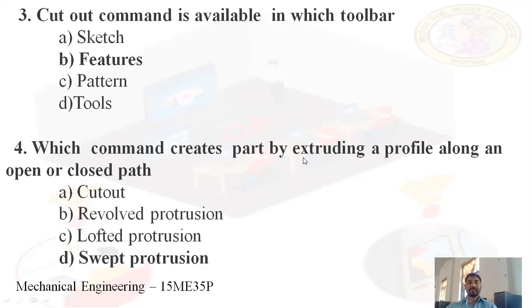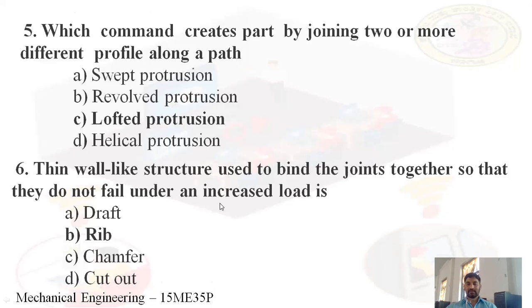Which command creates the part by extruding a profile along the open or closed path? So I told you we have discussed swept protrusion. The swept protrusion is created by defining a sketch and a path. So here the correct answer for this is swept protrusion, whereas cutout is used for removing the material. Revolved protrusion is used for adding the material by revolving about the reference axis. Lofted protrusion is used to draw the two sections by blending them.